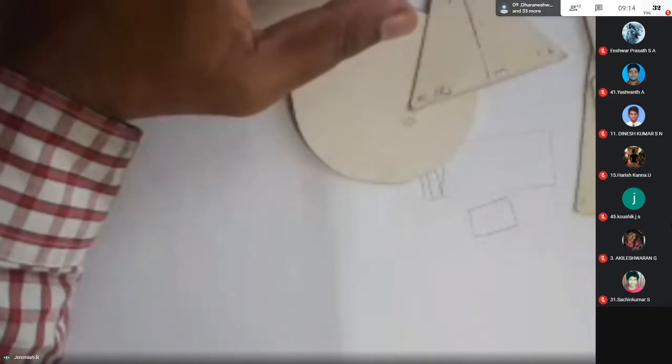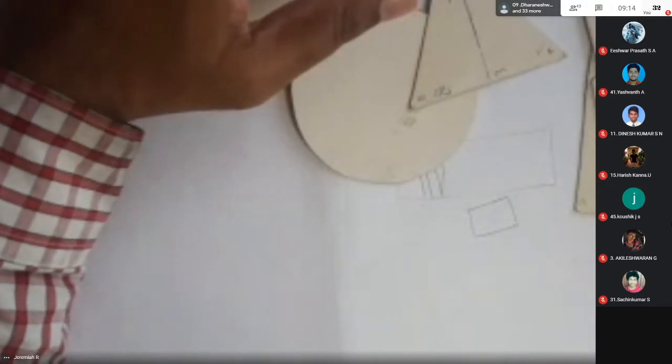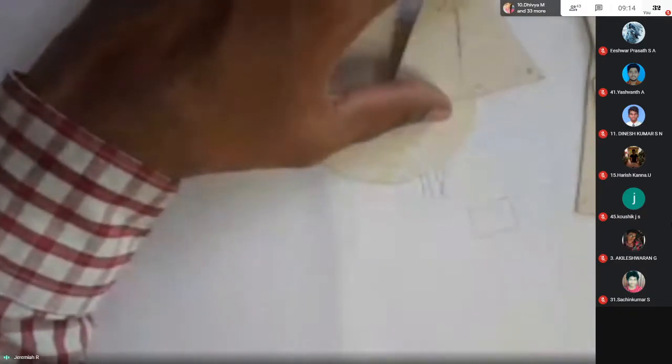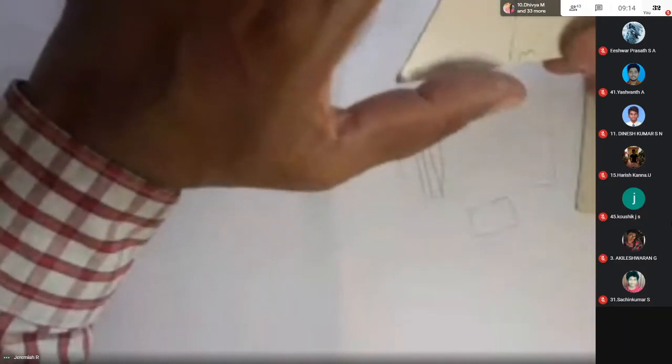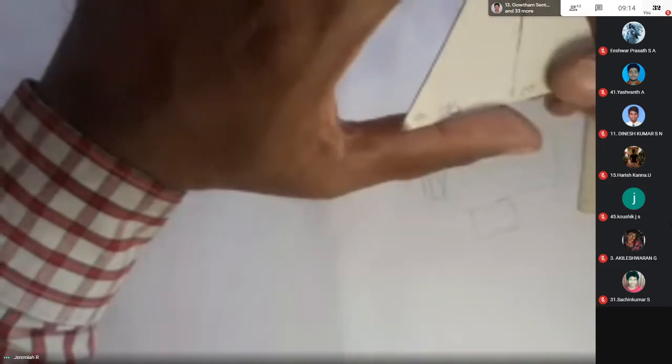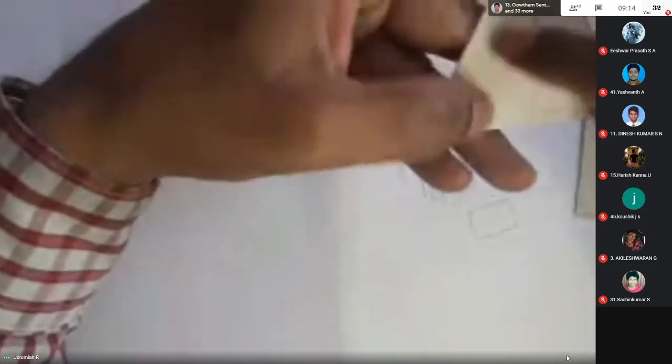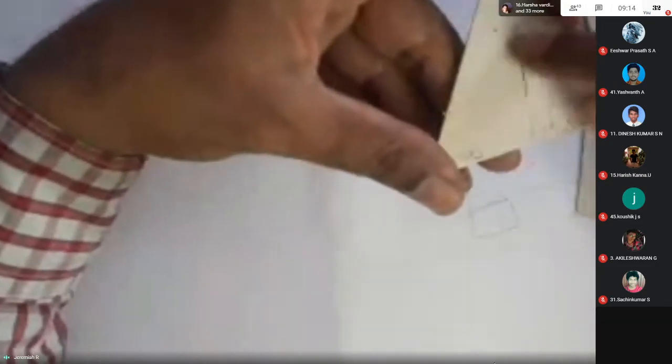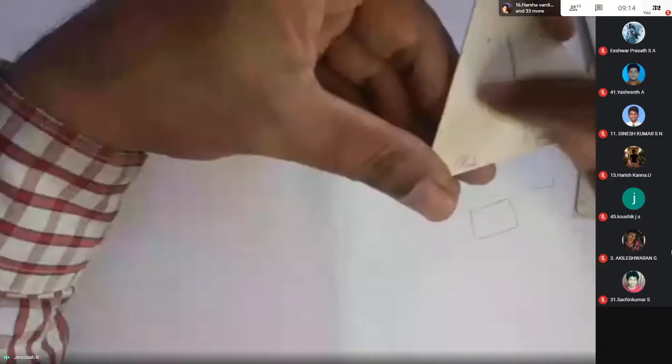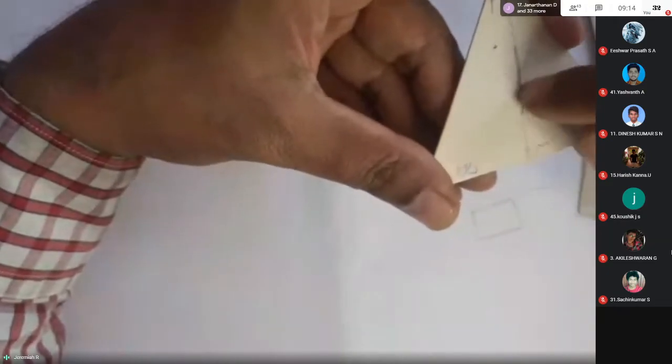Before that, I'll tell you one important thing. This is most important for solving the problem. This is called surface. Is it visible? Yes, sir. This is called surface.